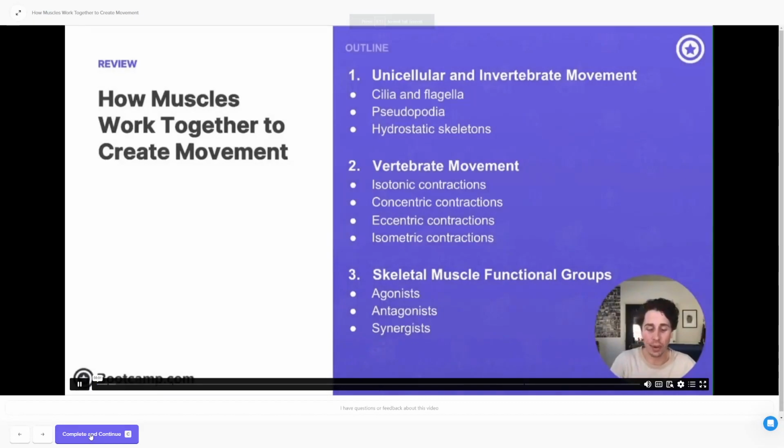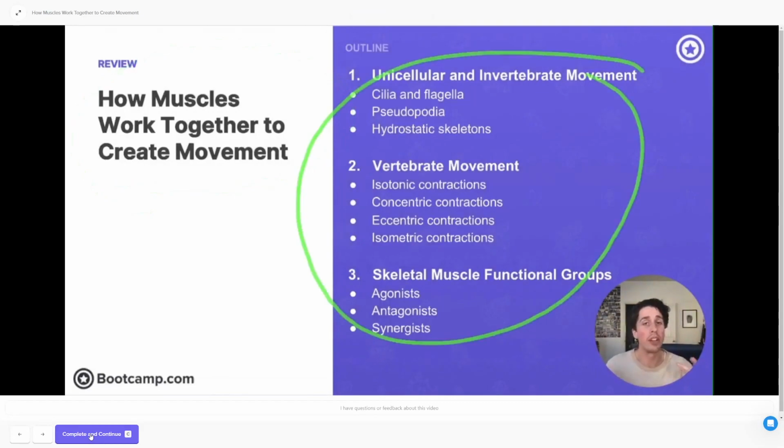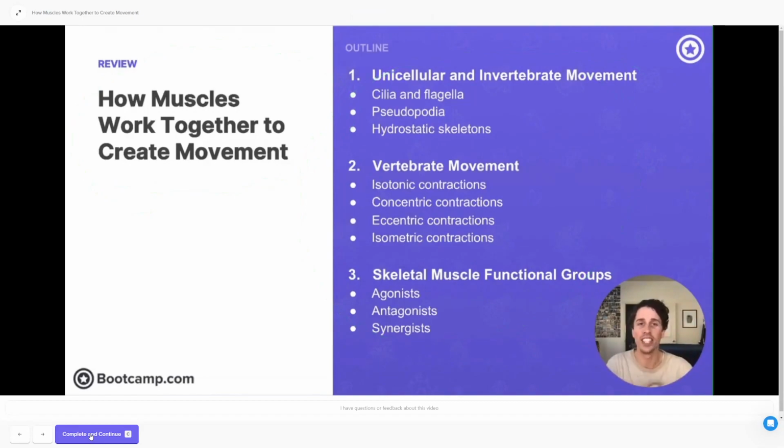Hey y'all, it's Lance, and today we're going to be going over how muscles work together to create movement. This is kind of tying the entire muscular system together. If you want to go ahead and pause the video and look at what we're going to be looking at today, you can, but we're just going to jump right into it so we know exactly what we're going to be looking at today.